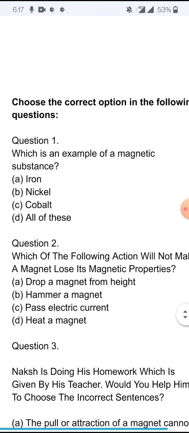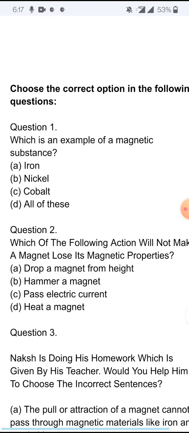Now we will move on to some of the questions. First question, which is the example of a magnetic substance? First option is iron, second option is nickel, third option is cobalt, and D is all of these. Answer is D, all of these. That means all these are attracted towards the magnet.